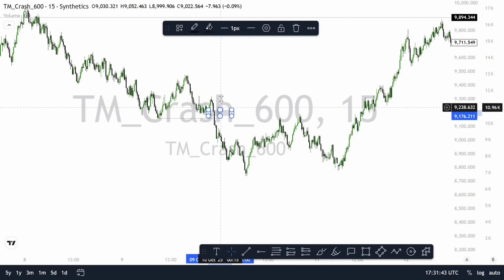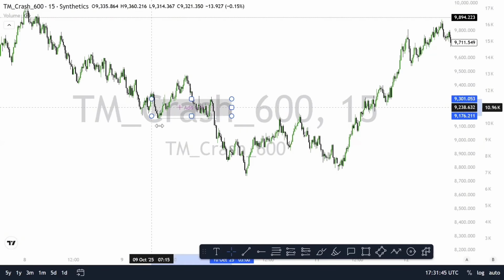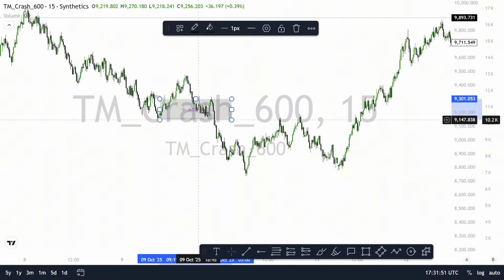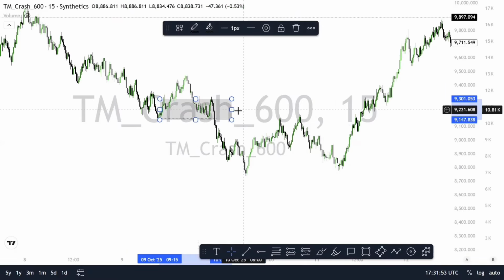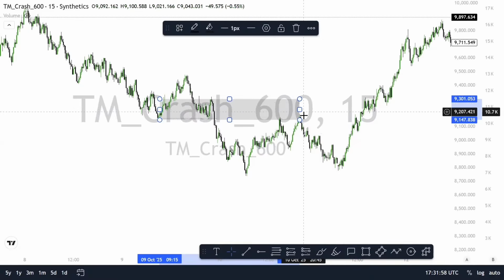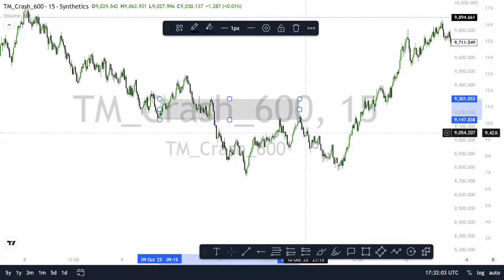So I'm going to be marking this area out as my point of interest. This is my breaker level, so I'm going to be marking it out since it is joined with the fair value gap. So I'm just going to be marking out this area as my point of interest, and immediately the market gets to this point of interest, I'm going to be looking out for a sell continuation.